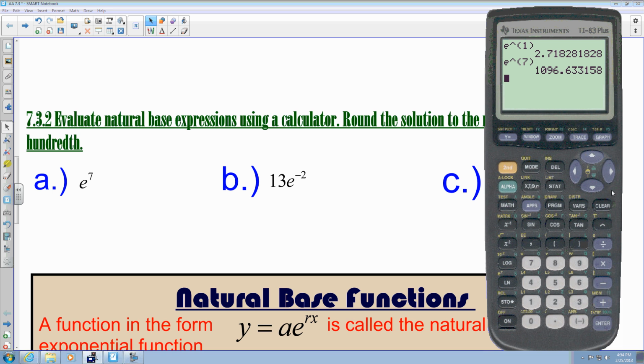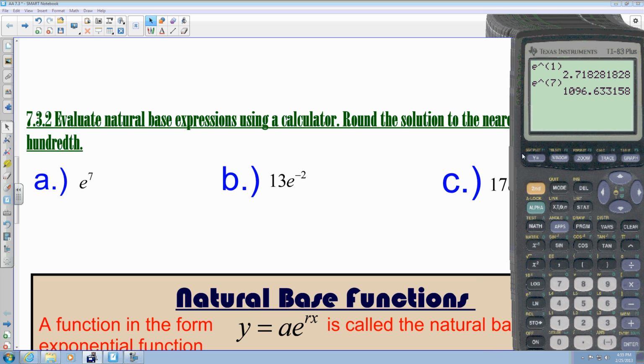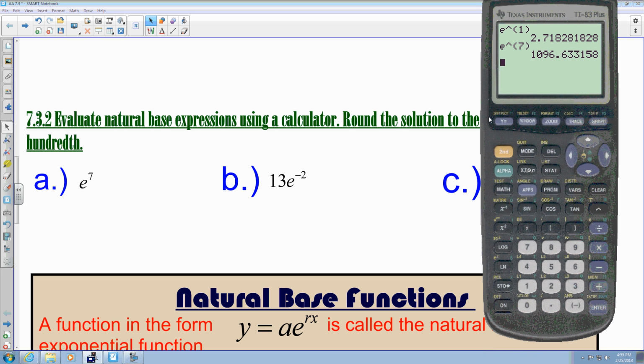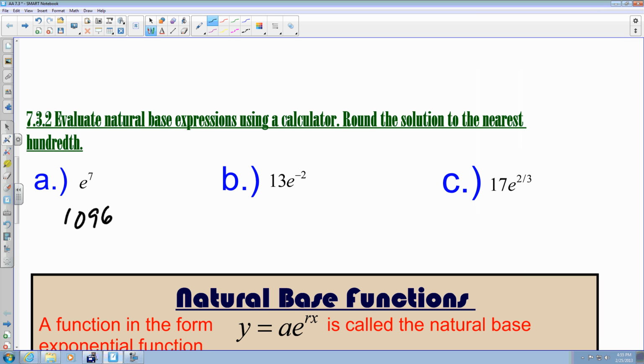I get 1096.63, and I want to go to the nearest hundredth. If I were to punch in my calculator 13 e to the negative 2, it gives me something about 1.76. And if I punched in 17 e to the 2/3 power, I would get 33.11.